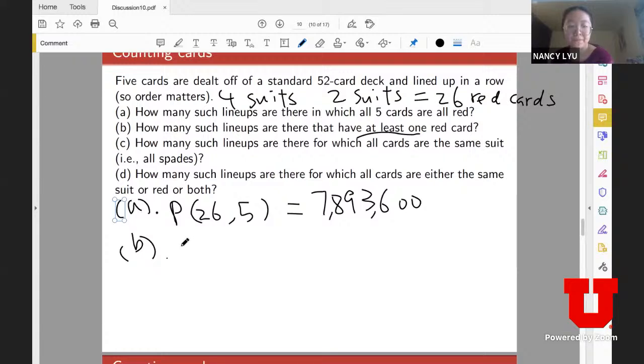So you can use the number of total outcomes minus the number that we cannot have a single red card. And that will give you all the outcomes that have at least one red card.